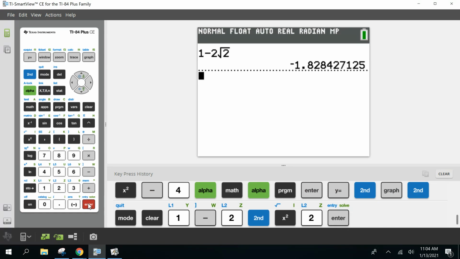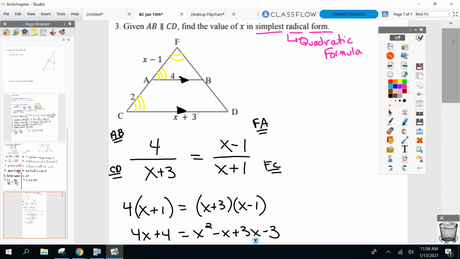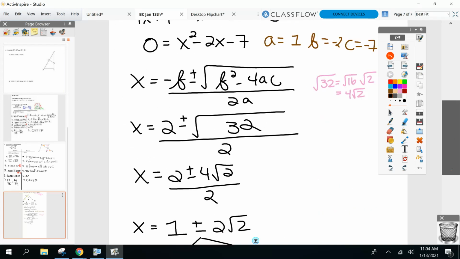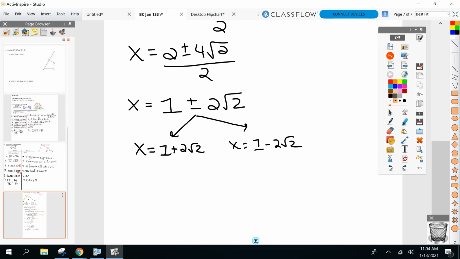One minus 2 radical 2, and everyone see that negative 1.828? What would happen if you took that answer in your calculator, went back, and plugged it in for side FA? If you plug that number in for FA, what type of side are you going to get? A negative side. No go. So even with the quadratic formula, you still have to watch out about getting a negative side.